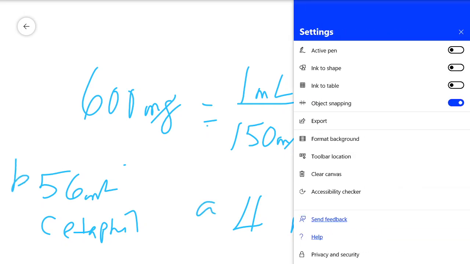All right, let's see if I can erase this. All right, here we go.